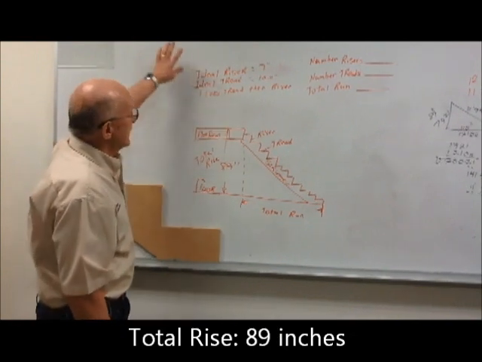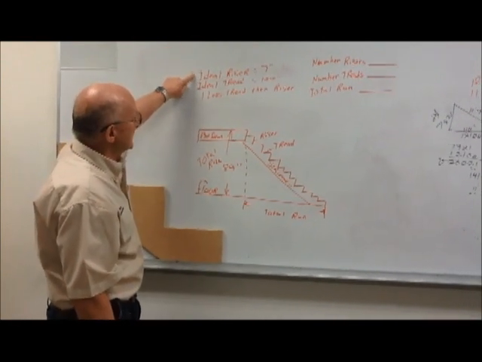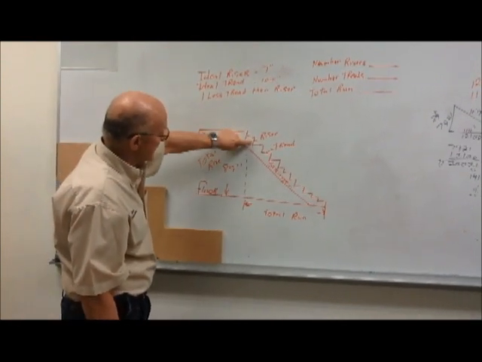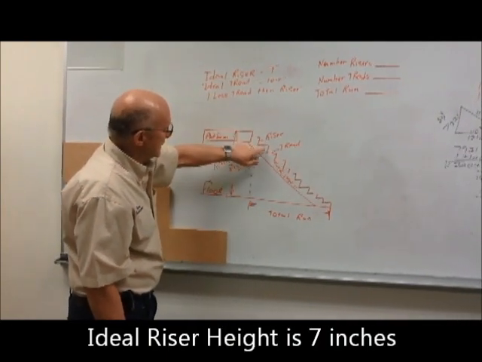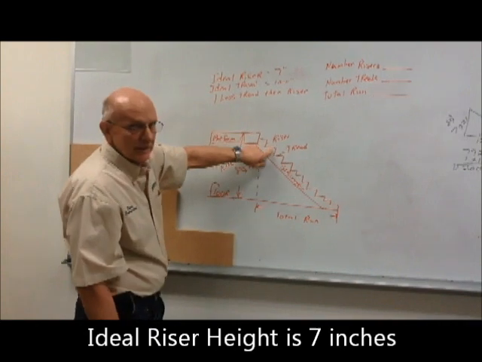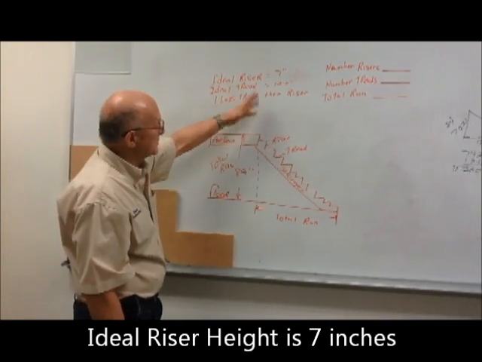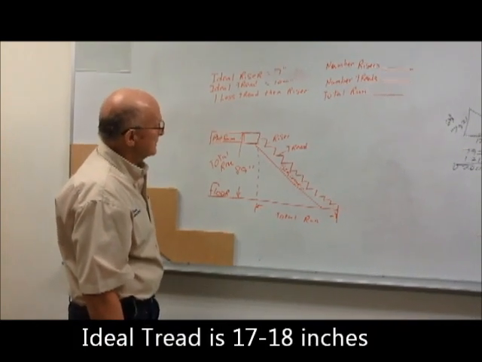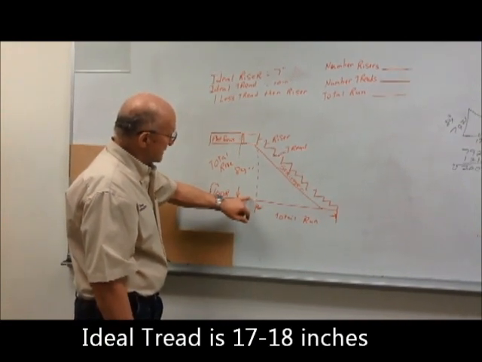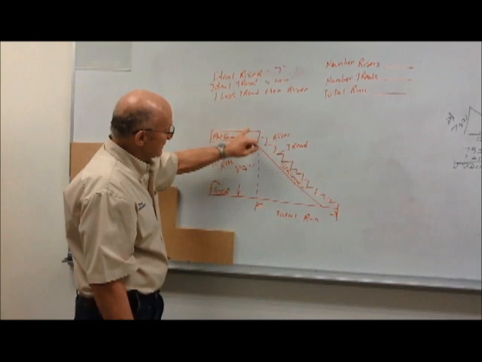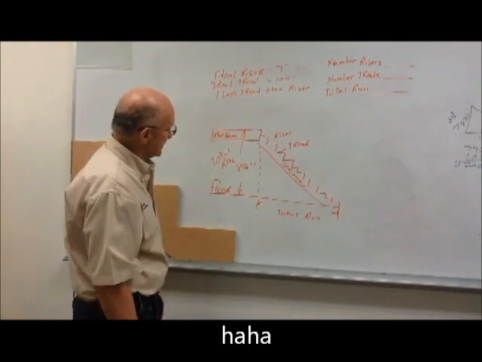And then there are some things you have to know. The ideal riser height, this height here, is 7 inches. The ideal tread is somewhere between 10 and 11 inches, or the combination would be like 17 or 18 inches. We could get by if we just had long enough legs. We could step from here to here, but unfortunately, some of us are short.